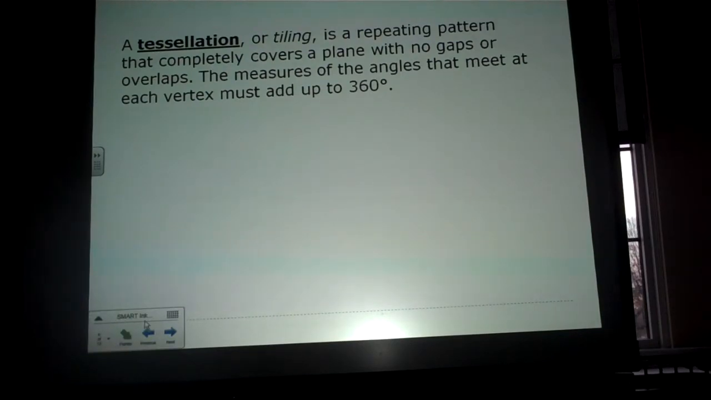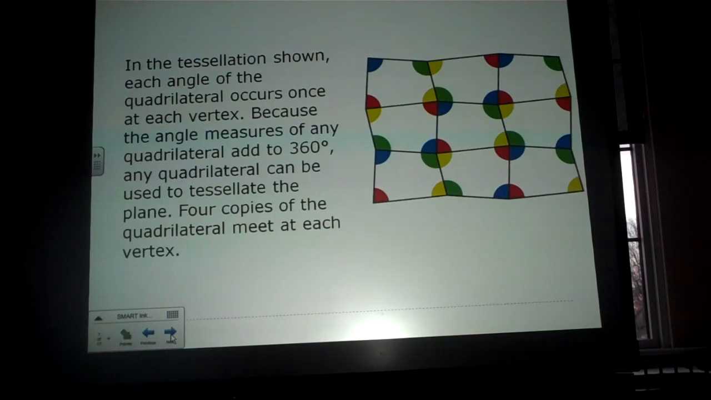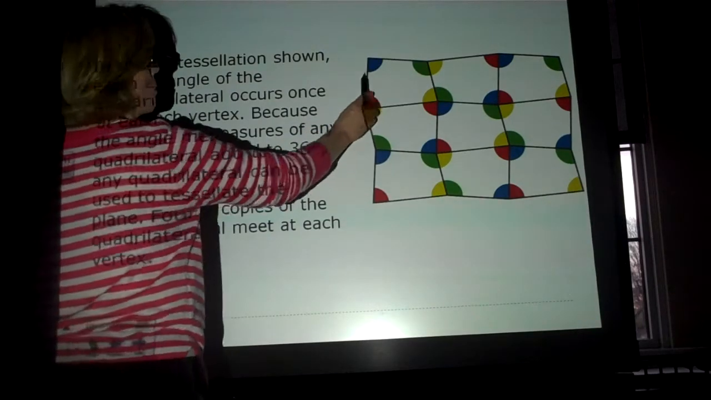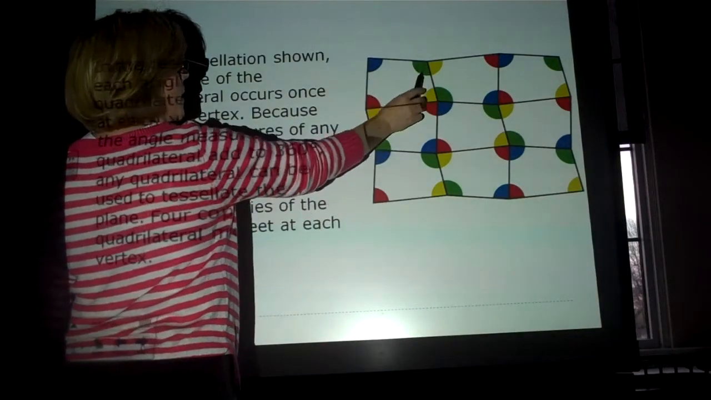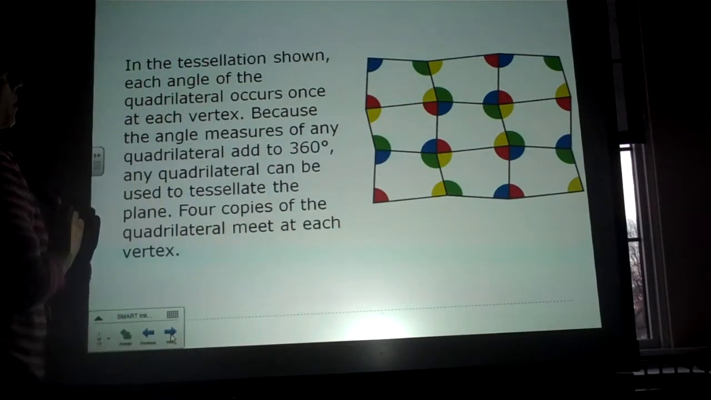A tessellation or tiling is a repeated pattern that completely covers a plane with no gaps or overlaps. The measures of the angles that meet at each vertex must add up to 360 degrees. Okay, so in the tessellation shown, each angle of the quadrilateral occurs once at each vertex. So let's just look at this quadrilateral right here. We've got each vertex. They're different colors, okay?